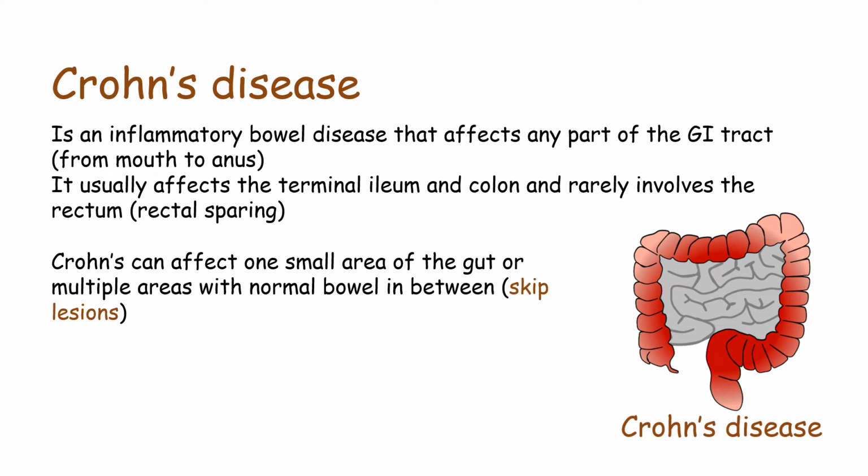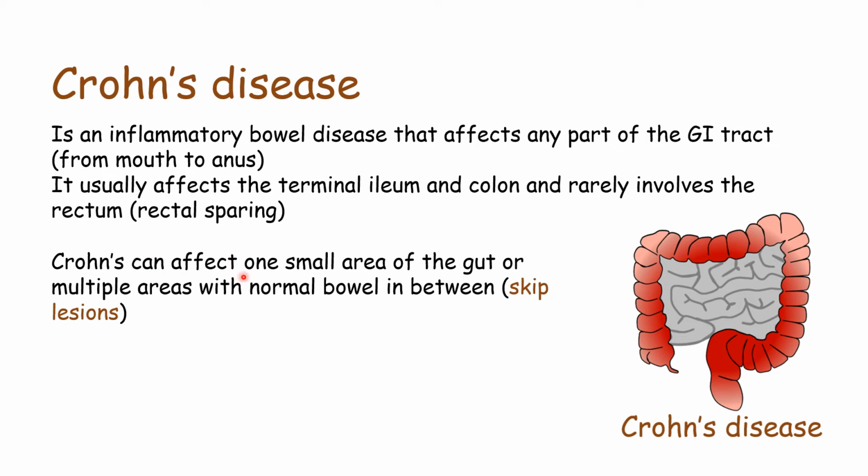So now let's talk about Crohn's disease. So this is an inflammatory bowel disease that affects any portion of the GI tract. So literally from mouth to anus, it's any part of the GI tract. However, it usually will affect the terminal ileum and the colon, and it will rarely involve the rectum. So there will be rectal sparing.